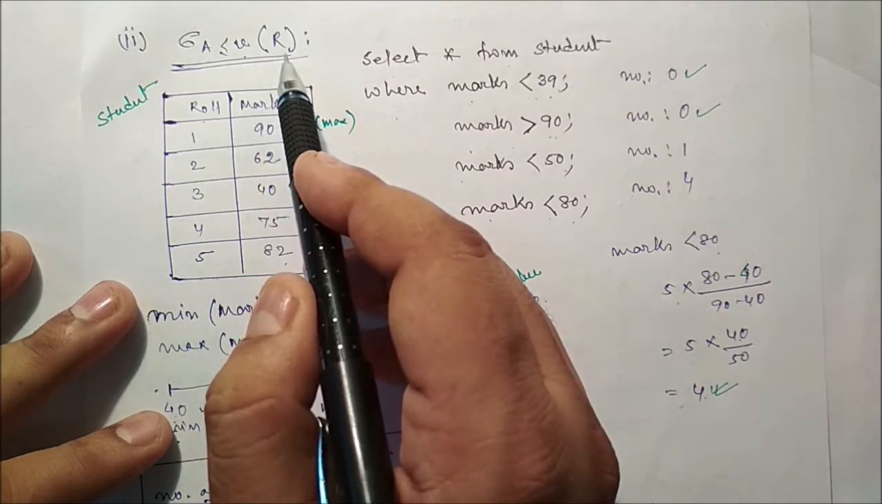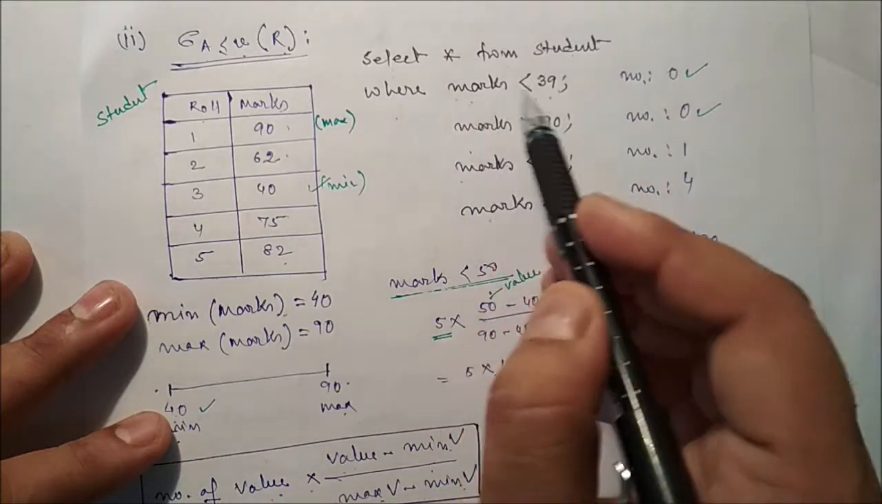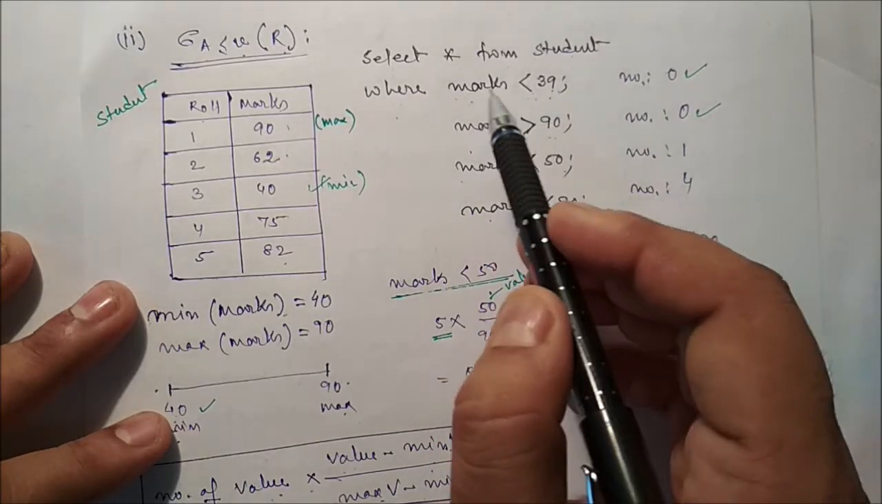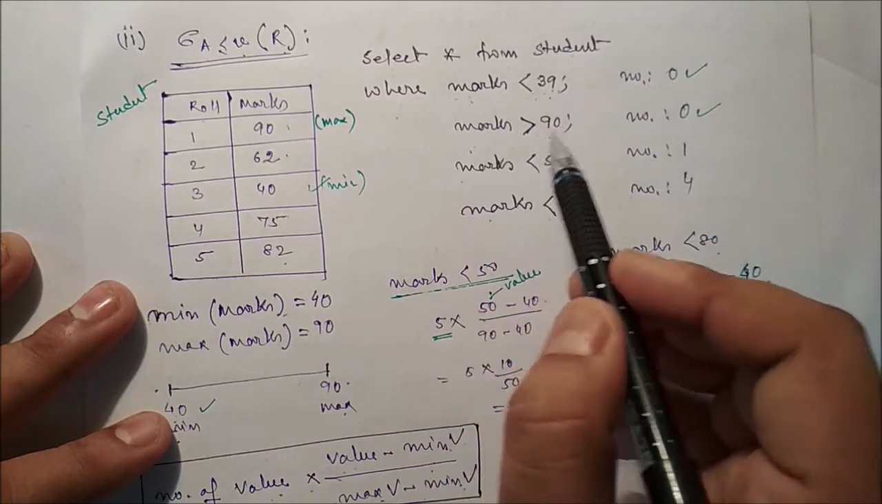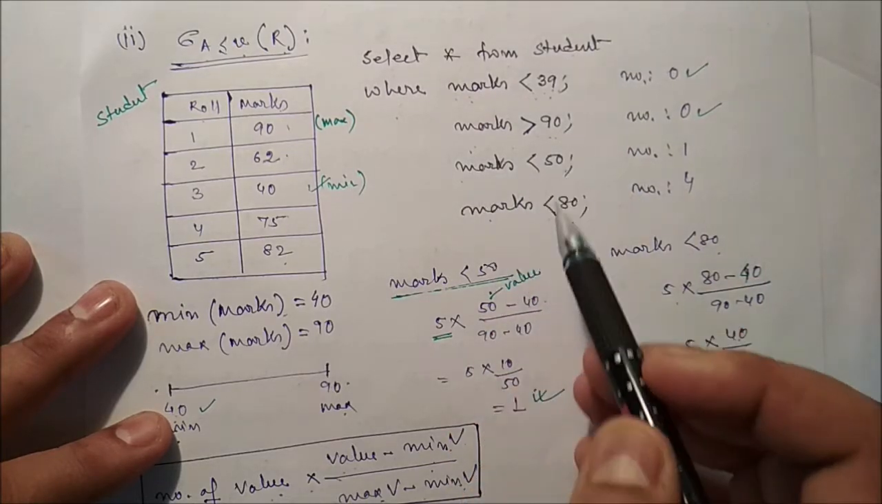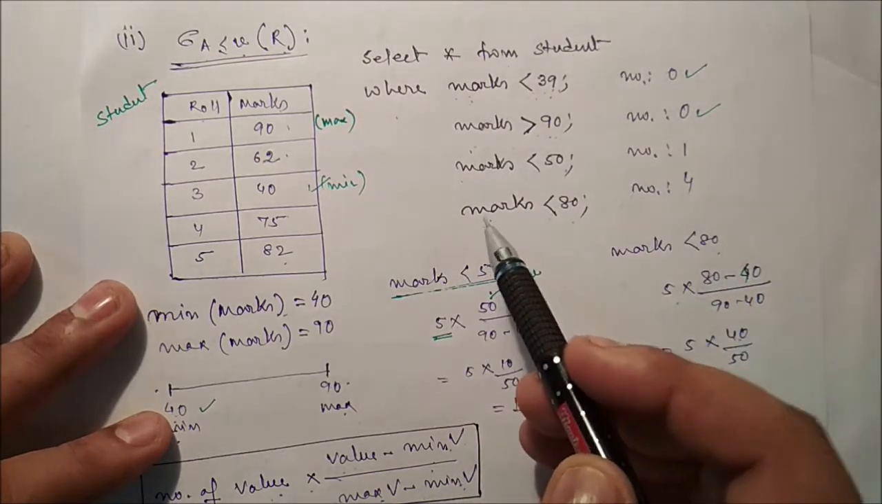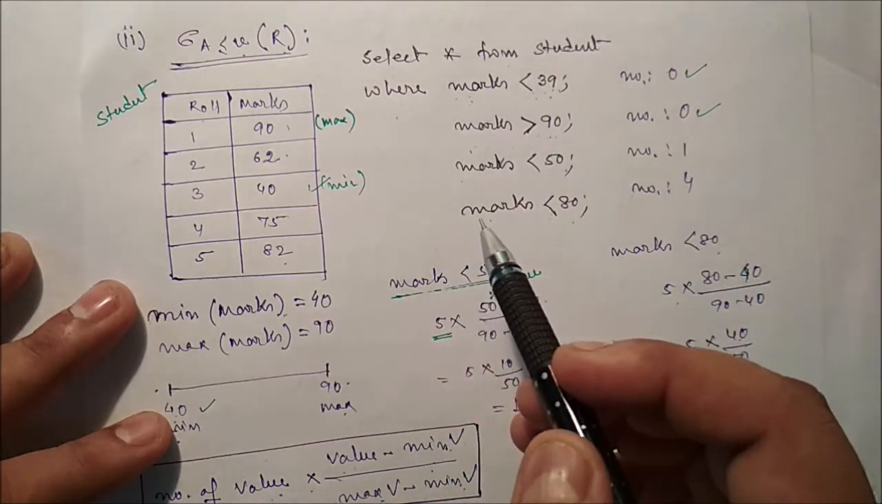Okay, from the tuple R. Now an example is: select asterisk from student where marks less than 39. It could also be marks less than 39, or greater than 90, or greater than or equal to 90, marks less than 50, less than or equal to 50, marks less than 80. Now we want to estimate how many records it will return.